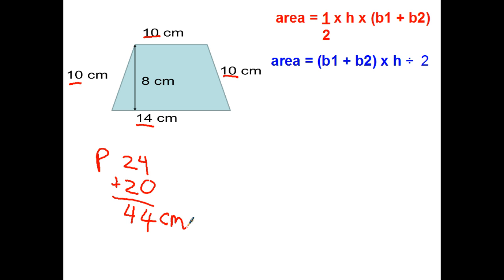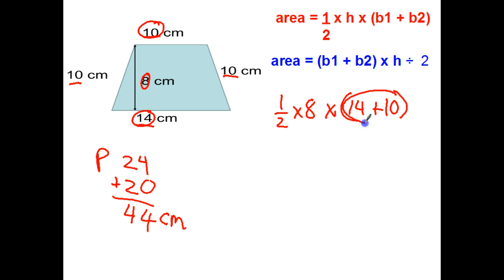All right, let's try out the area. And you notice I have the area formula written up here in red and in blue. And you can do it either way. I'll show you both real fast. Let's try the red one first. Half times h times b1 plus b2. All right. Half times h means half times the height, which is 8, times parentheses base 1, that's my bottom, 14, plus base 2, which is if you stand on your head, there's your other bottom, 10.